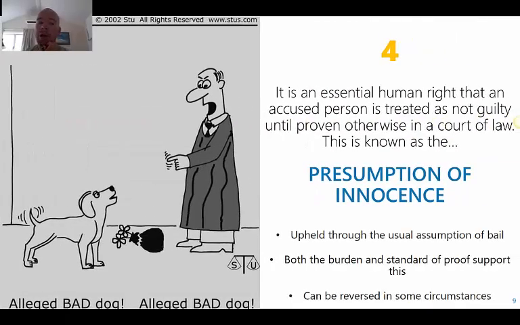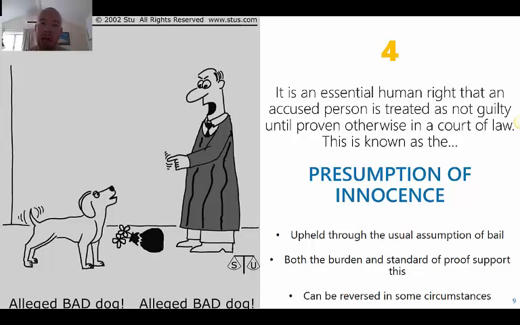Our fourth and final key concept is the presumption of innocence. This is an essential human right. It is a human right that is listed in the United Nations Universal Declaration of Human Rights. And it's the idea that if you are accused of a crime, you should be treated as if you are not guilty until it is proven otherwise in a court of law.